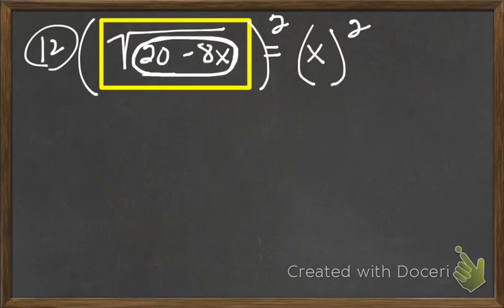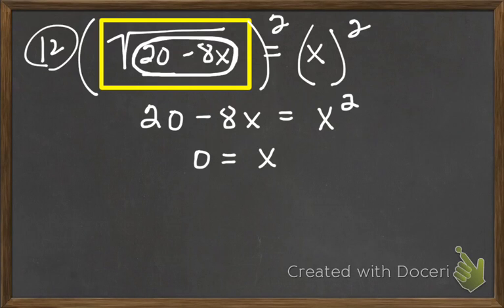Squaring a square root makes the square root symbol go away, and you're left with 20 minus 8x, because the square canceled out the square root, is equal to x squared. So magically the square root goes away by applying a square to it, because those are opposite operations, and then this becomes a quadratic equation. Once you square both sides, it is a quadratic because of the x squared, so you're going to move everything over to the right-hand side, and then you're going to use your skills that you learned from section 1.5.